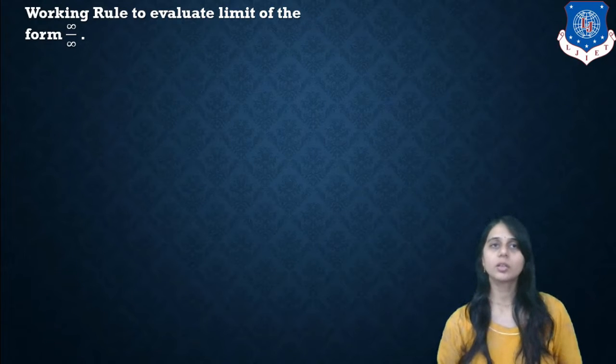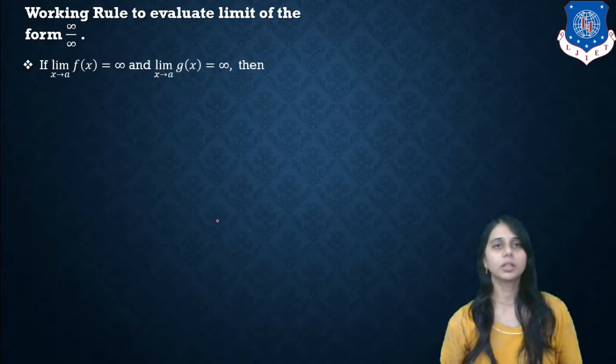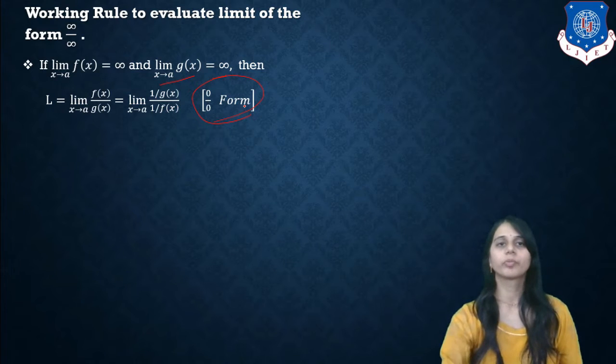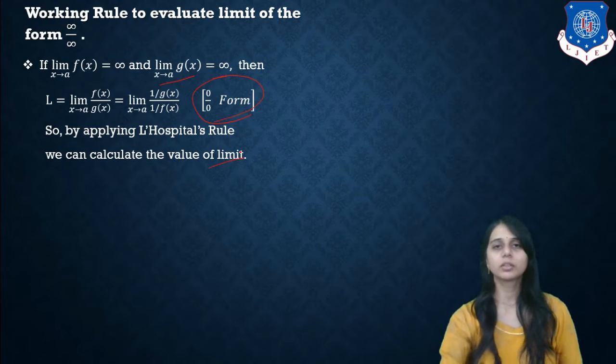Our chapter is indeterminate forms, and the topic is infinity by infinity and 0 times infinity formations. What is the working rule to evaluate a limit of the infinity by infinity form? If the limit of f(x) equals infinity and the limit as x tends to a of g(x) equals infinity, then L equals the limit as x tends to a of f(x) upon g(x). We say that (1/g(x))/(1/f(x)) is a 0 by 0 formation, so by applying L'Hopital's rule, we can calculate the value of the limit.